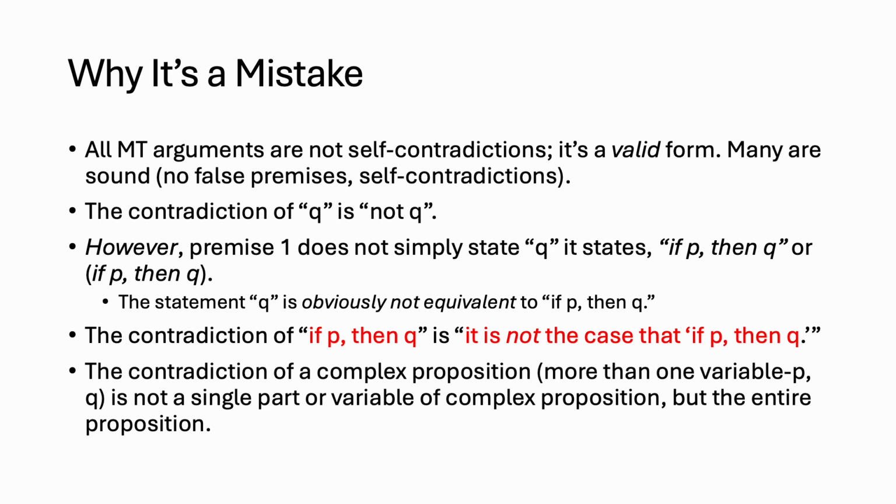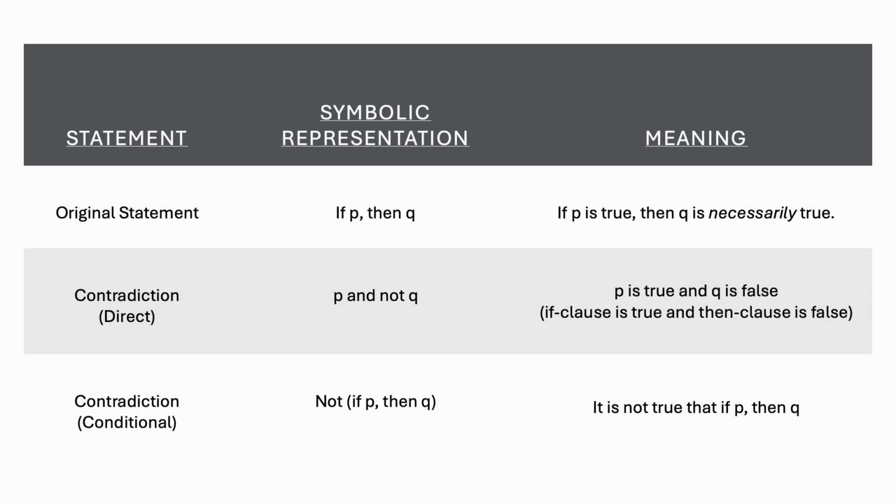And again, our original argument didn't just have one variable in line 1, it had two. It had a complex proposition. So the contradiction of a complex proposition, a proposition with more than one variable in it, is not going to be a single part of that proposition, but the entire proposition itself here. So a little chart to help us illustrate that. If P then Q means that if P is true, then Q is necessarily true. The direct contradiction of that can be stated as P and not Q, and not Q, of course, is that Q is false right there.